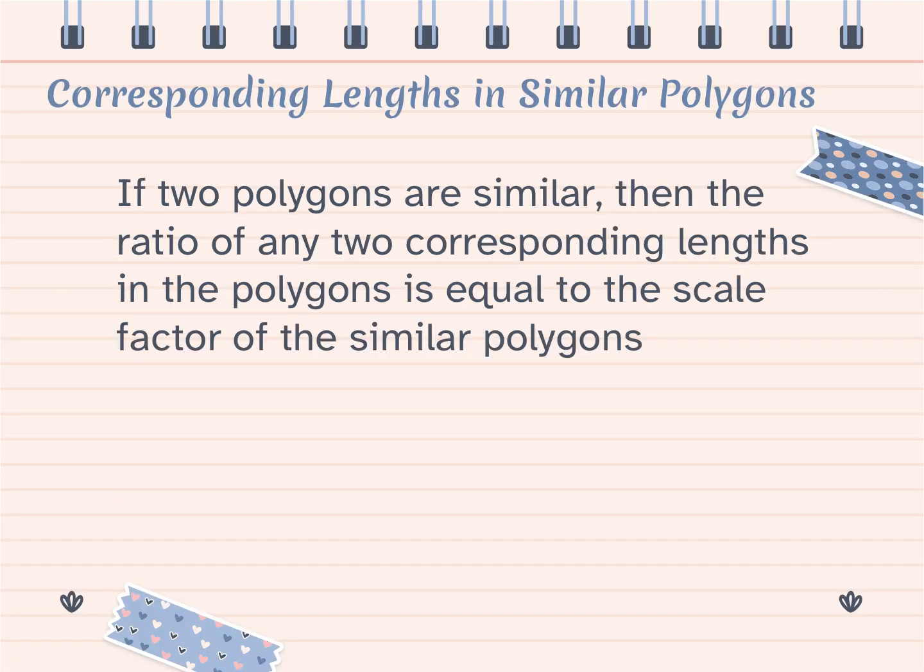All right, corresponding lengths in similar polygons. I'm going to go ahead and read this one for you. If two polygons are similar, then the ratio of any two corresponding lengths in the polygon is equal to the scale factor of the similar polygon. So again, if two polygons are similar, then the ratio of two corresponding side lengths is equal to the scale factor.